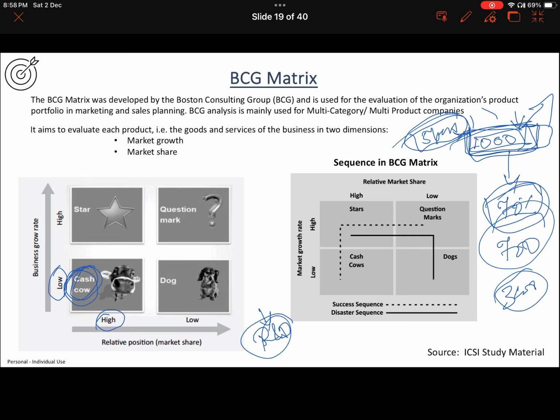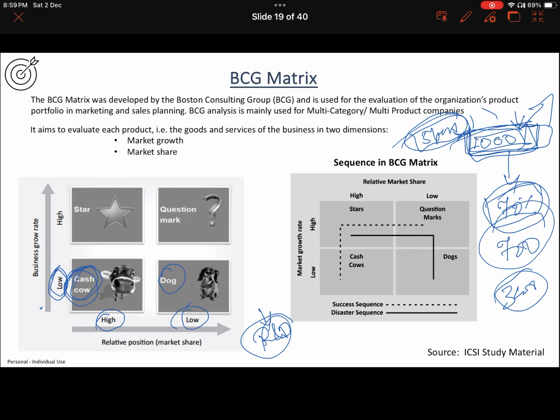The other position is where market growth rate is low and market share is also low. Both are low, so it is called a dog. Completely there is no growth. The market is not growing and our position is also not good. So don't invest anything. Ignore this kind of situation. We will discuss what strategy the company has to make during this phase.